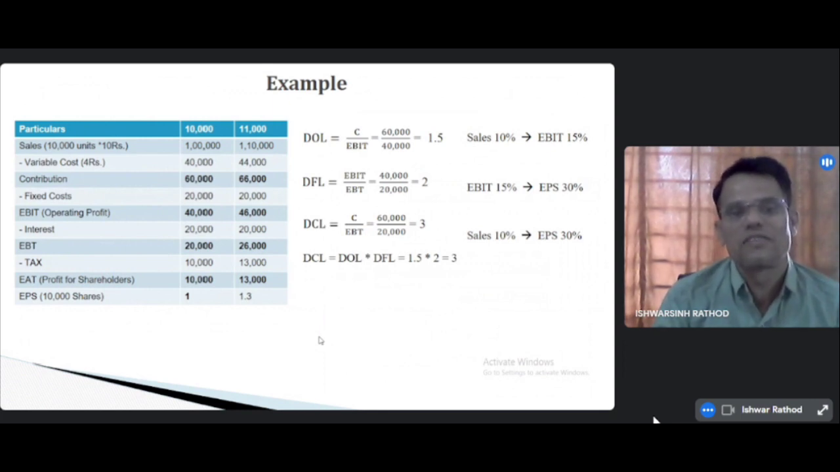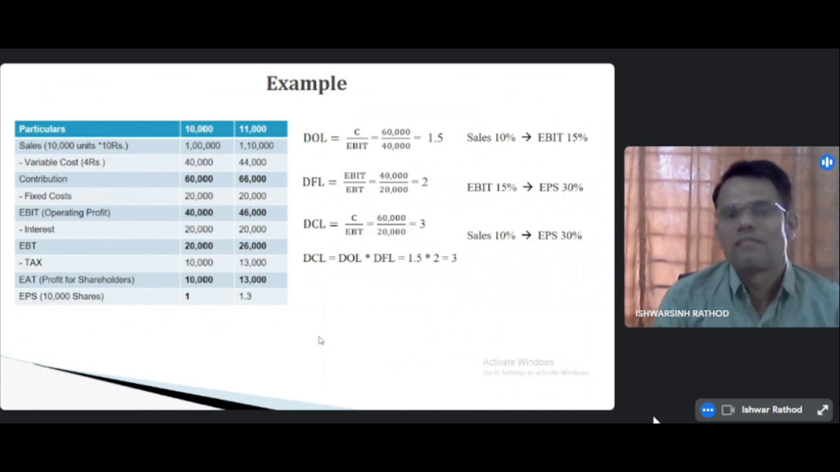The fixed cost is fixed for all units at 20,000 for both, so EBIT, the operating profit, is 40,000 and 46,000, minus interest 20,000. So earning before tax is 20,000 and 26,000, minus tax rate of 50%, so 10,000 and 13,000, which is earning after tax. Suppose the number of shares is 10,000. So EPS is equal to EAT divided by number of shares: 1 rupee and 1.3 rupees.